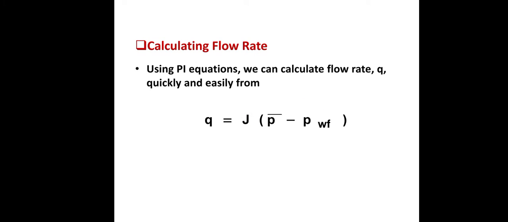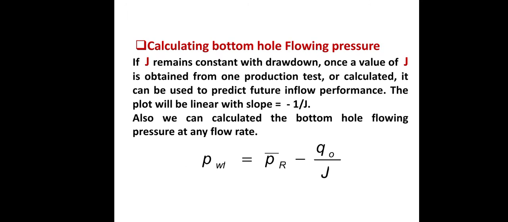How to calculate the flow rate? By using the IPR equation, we can calculate the flow rate Q quickly and easily, because Q is J multiplied by the driving force. As we said, J is the productivity index and it is 1 over everything that you know from the Darcy equation. So you have Q equal to J multiplied by the driving force. From there you can calculate the flow rate.